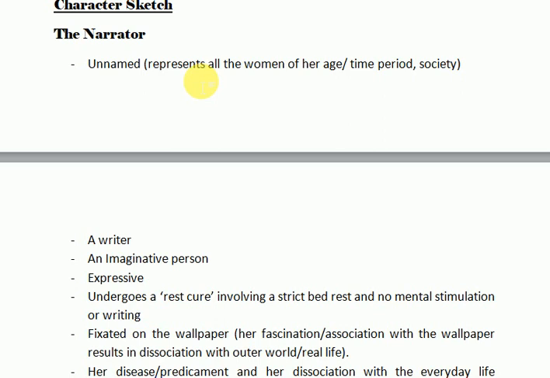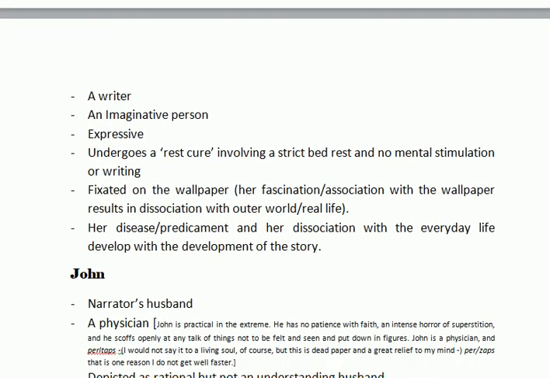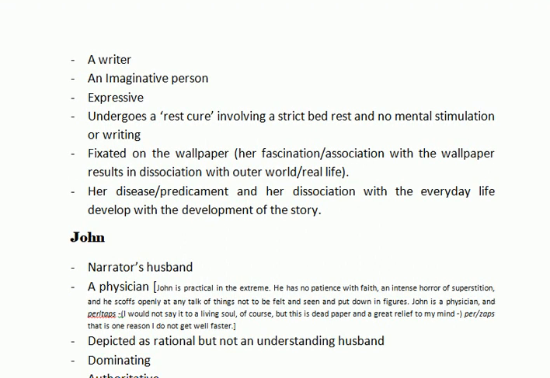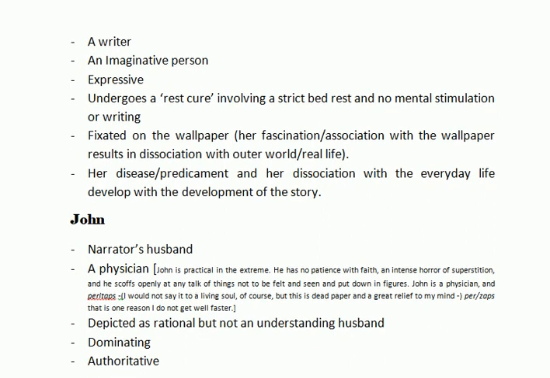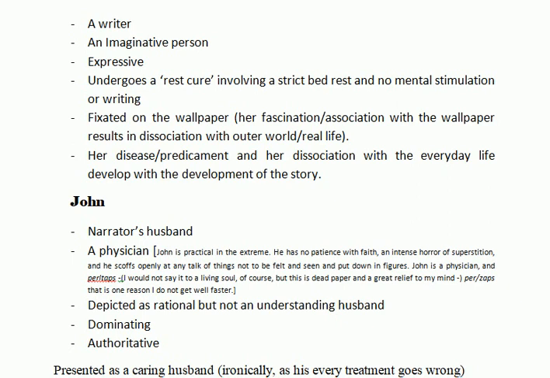The narrator was shown as a person who used to write and who loved to write, but who's not allowed to put anything in writing or to do any form of self expression. She was not allowed to do writing. She was shown as an imaginative and expressive person, who's undergoing a rest cure. That rest cure involves strict bed rest and no mental stimulation or writing, and this treatment was prevalent during the time period in which the story was being written.